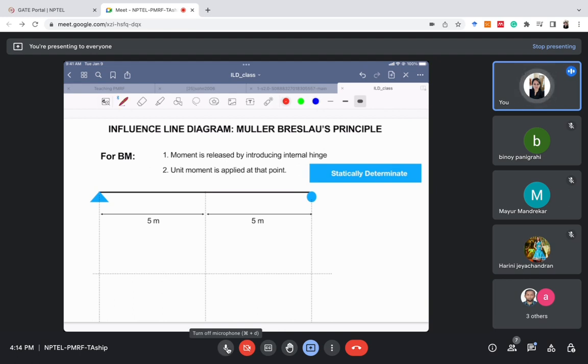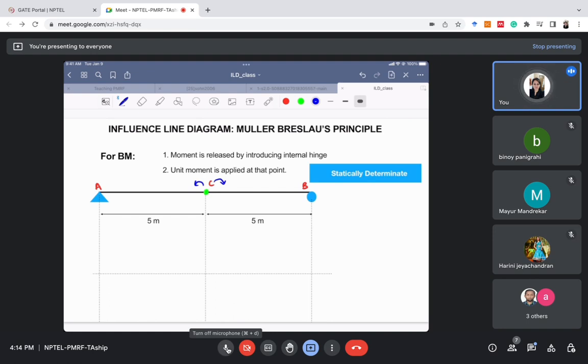Suppose again there's a beam. Let's call this point A, this point B, and this point C. Suppose we need to find the ILD for bending moment at point C. So here also two steps are there. The first step is to introduce an internal hinge at that point, so we introduce the internal hinge at point C. The second step is to rotate it in this manner. Whatever the deflected shape will be is the ILD for bending moment at C.